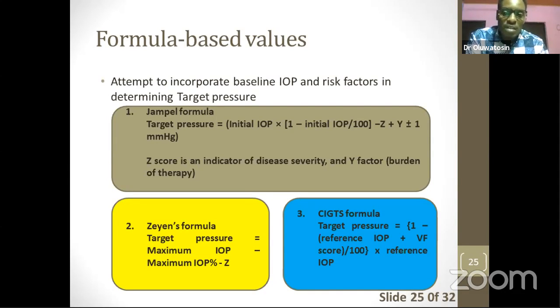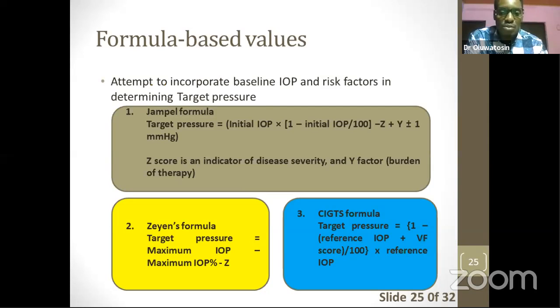Okay, let me just read out the formula. We have the initial target intraocular pressure. We get the percentage of the initial target intraocular pressure, deduct it from 1, then multiply it by the initial intraocular pressure. Then we will now deduct from it the score, which we get. There are several scores for the modified formula. The score is from 0 to 5, although I saw some literature that uses 0 to 7, but the one I picked out was 0 to 5.